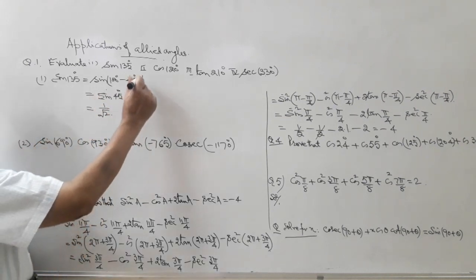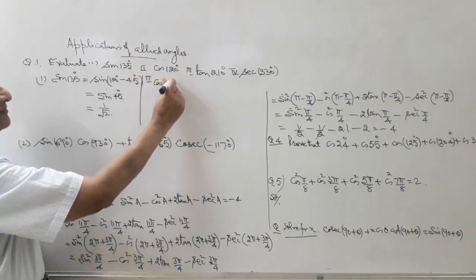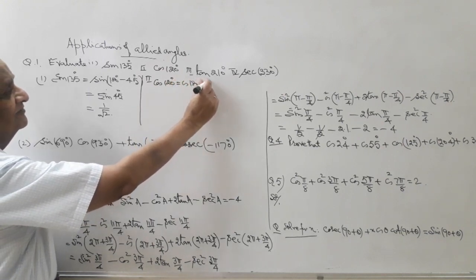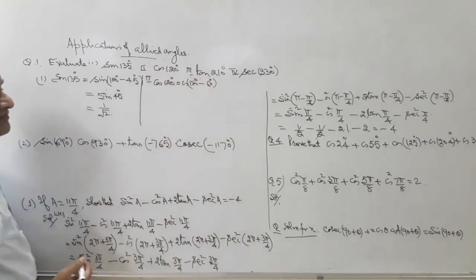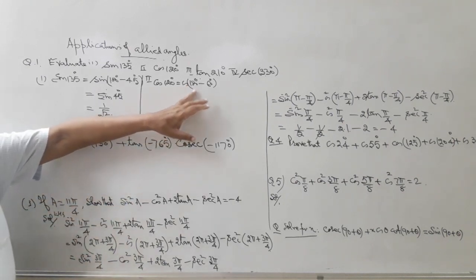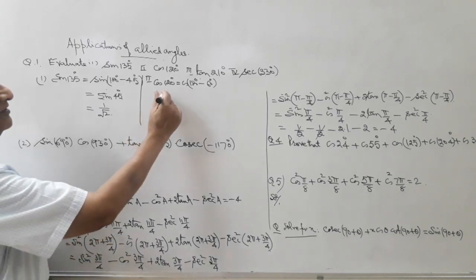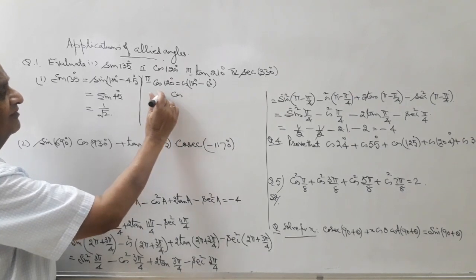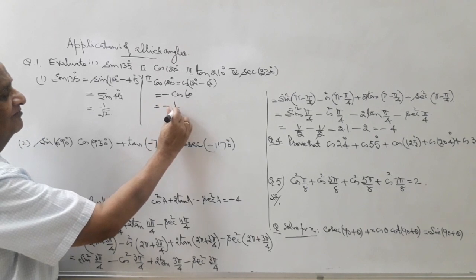Now come to the second case, it is cos 120 degrees. This is equal to cos 180 minus 60 degrees. I generally take help of 180 degrees. Again second quadrant, so in the second quadrant cos is negative, minus cos 60. And minus cos 60 means minus half.